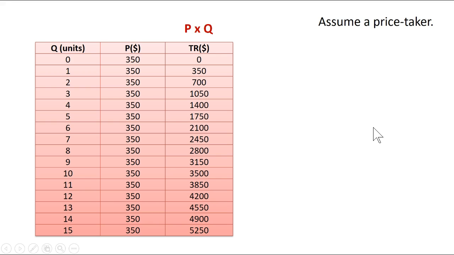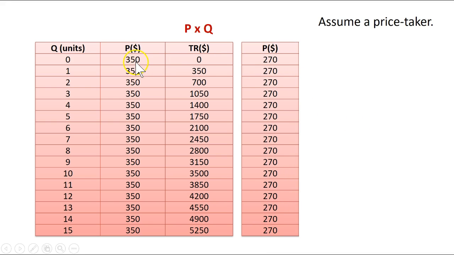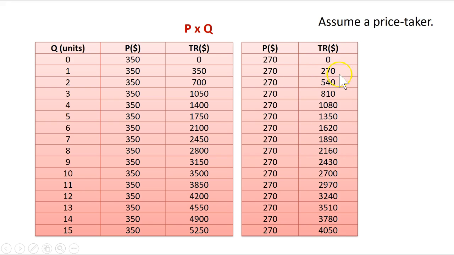So far, so good. What if the price of the product that is being sold by this firm were to change? Let's say the price falls from $350 each to $270 each. Well, now we'd have to recalculate the total revenue that the firm would be earning at each level of output. So again, it's the total output produced and sold times the new price of $270. We calculate them, and we've got a new set of data for the total revenue earned by the firm.